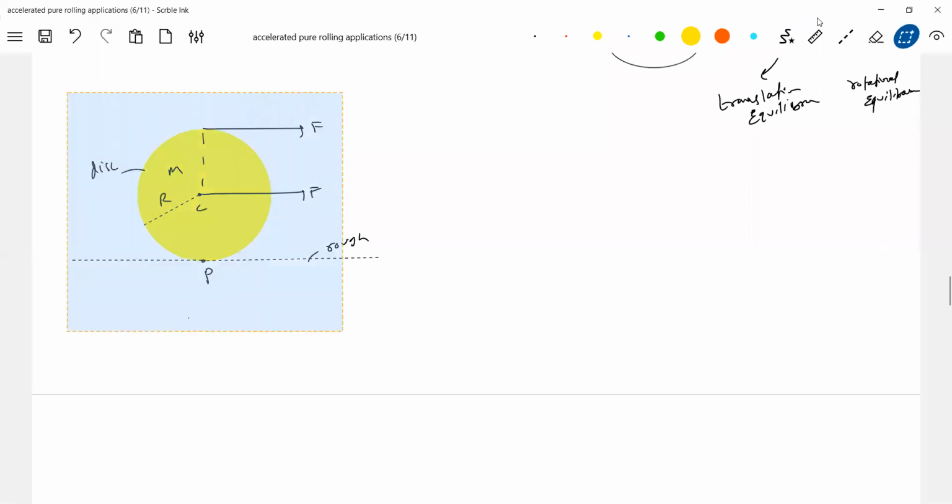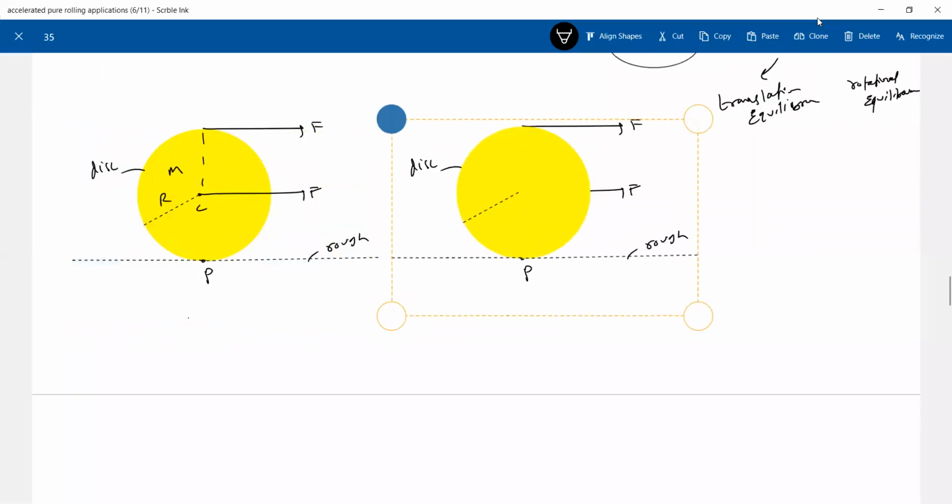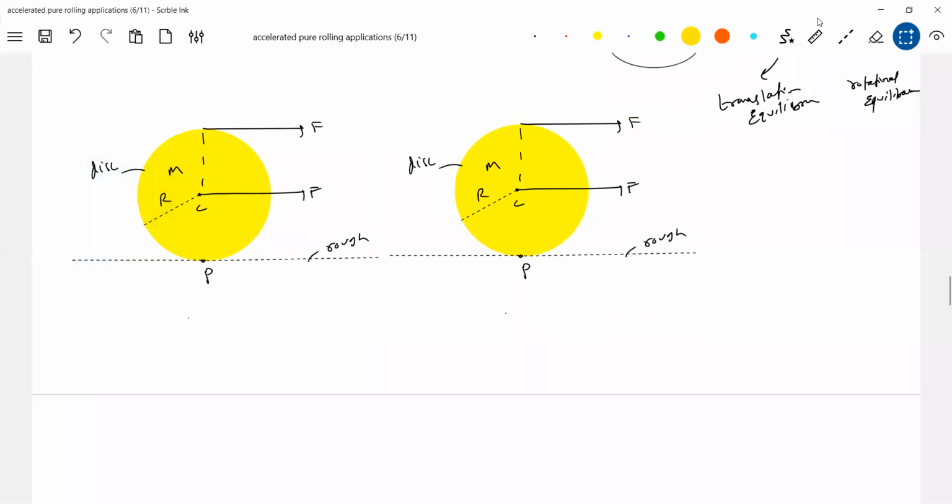Sir, can I make a guess of friction in any direction? Can I assume friction in any direction? Here, just assume that the friction will be backward. Solve it. If you get negative, change the direction. If you get positive, what you assumed is right. Take the acceleration of the center of mass, and let there be torque.